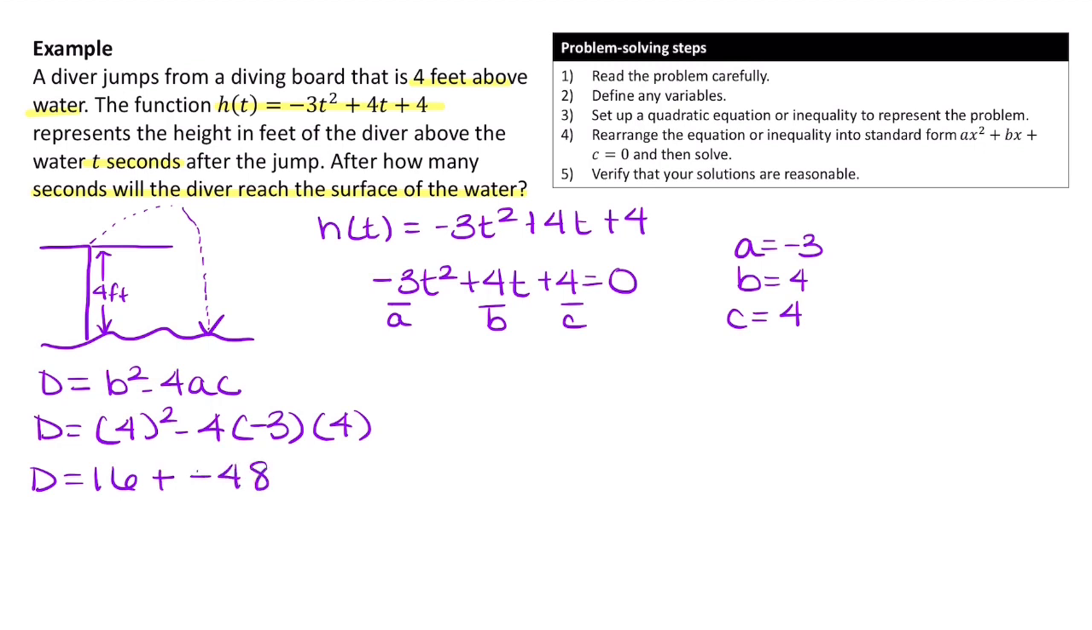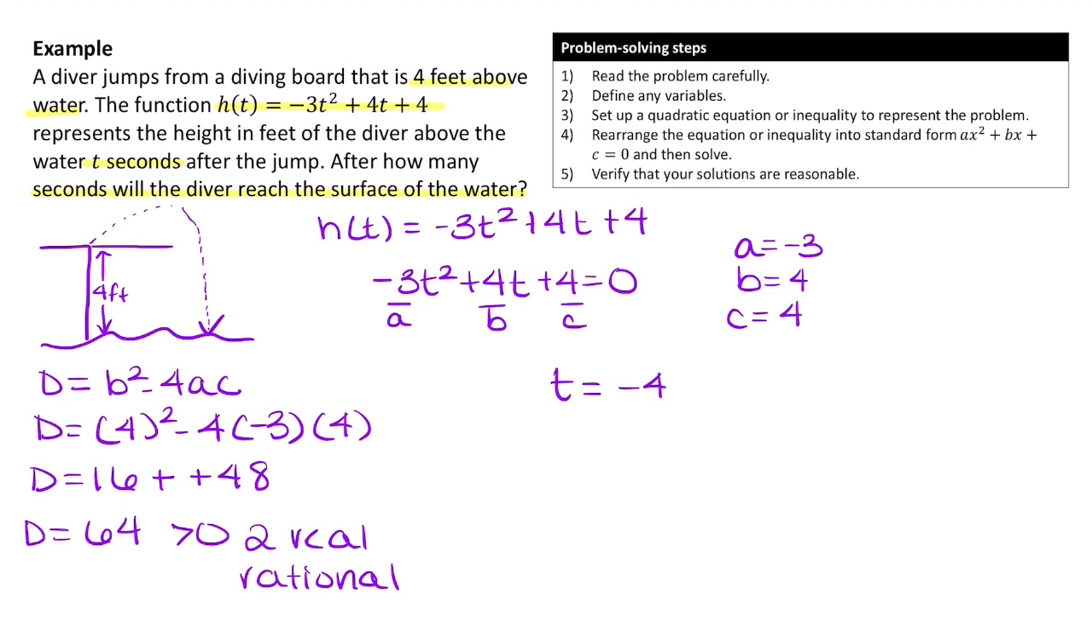16 minus negative 48 is going to become 16 plus 48, which is D equals 64. So 64 is positive, and 64 is also a perfect square. So I know I will have two real rational solutions. Okay. So let's go ahead now and plug into the quadratic formula. So I have t equals negative b, so negative 4, plus or minus the square root of d, which is 64. And that's all divided by 2 times a, which is 2 times negative 3.